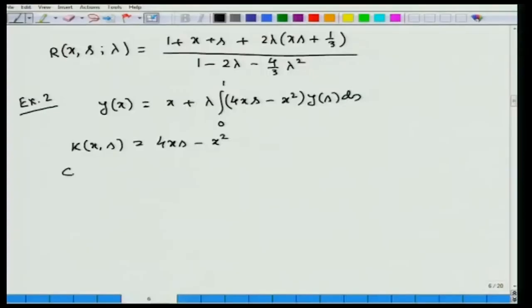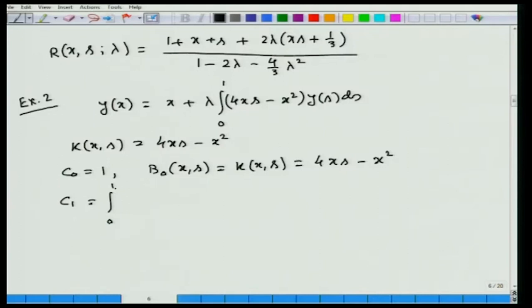For that purpose, we have C₀ equal to 1, B₀(x, s) equal to k(x, s), that is equal to 4xs − x². Now, we can calculate C₁. C₁ is equal to ∫₀¹ B₀(x, x) dx. Now, B₀(x, x) will be equal to 4x² − x², that means 3x². So, ∫₀¹ 3x² dx, and after evaluating this integral, we can find this is equal to 1.